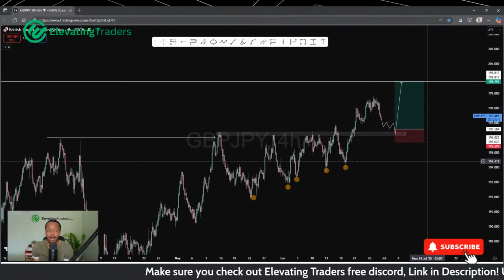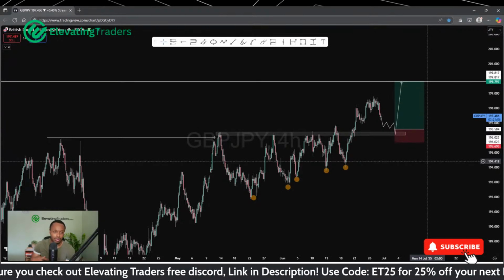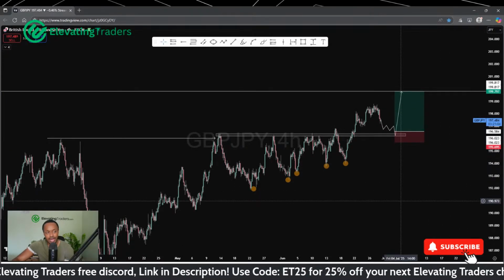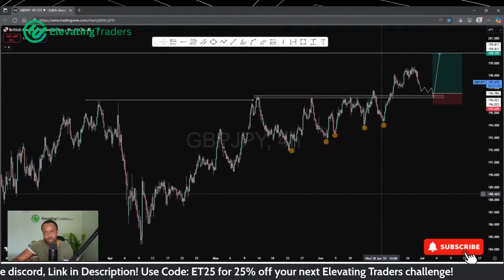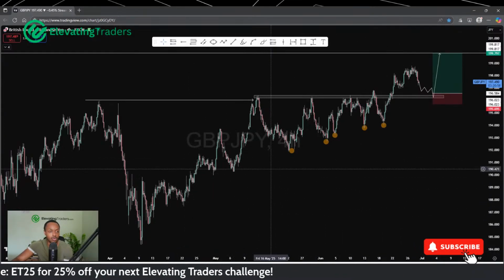I'm still seeing higher highs and higher lows. I'm still seeing momentum to the upside. It's a bit more of a corrective market. It's not like it's a healthy bullish trend that's been playing out for a while and we've been seeing some lovely bullish swings. That's not the case. It's more of a corrective market.